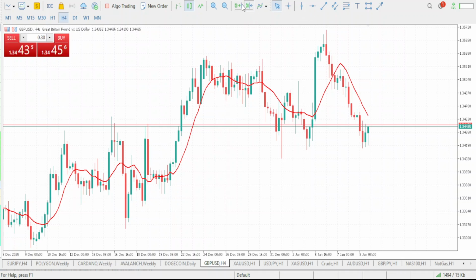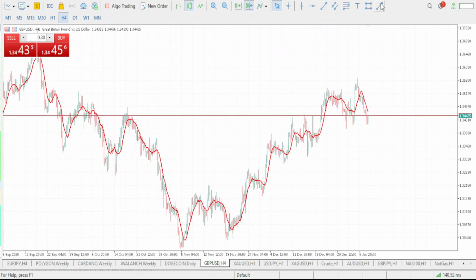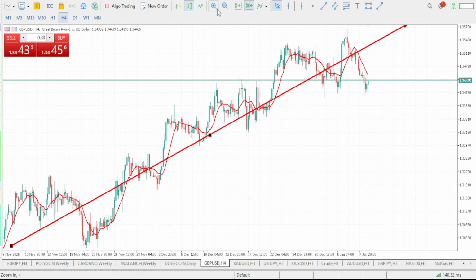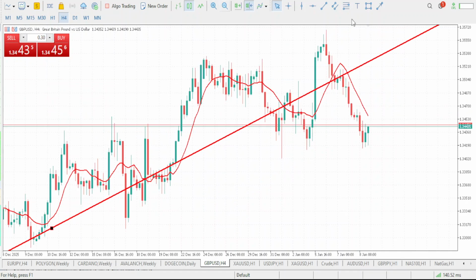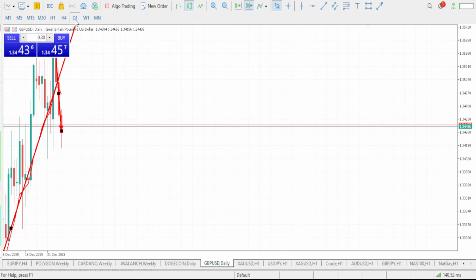Now we will look at the overall trend on our GBP USD, which is a very bullish move, an uptrend. And we are also going to be looking at our current trend, which is a downtrend move. Now let's start with the overall trend on our GBP USD.